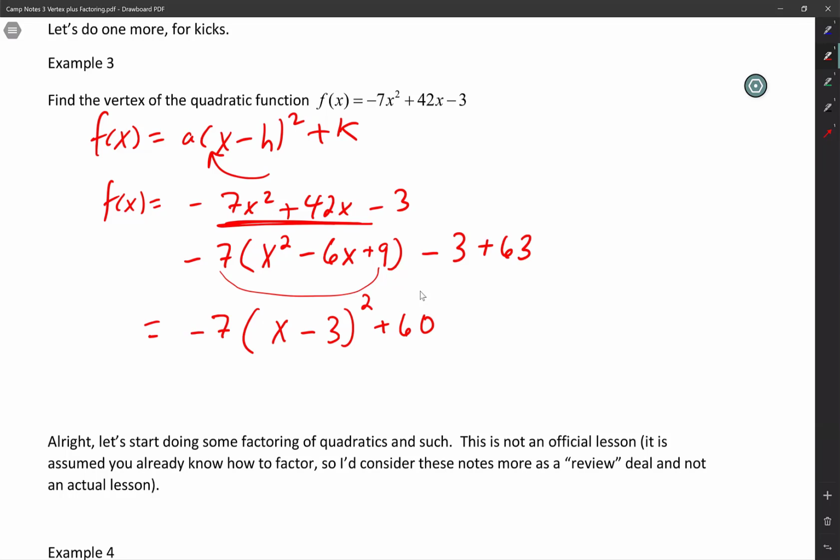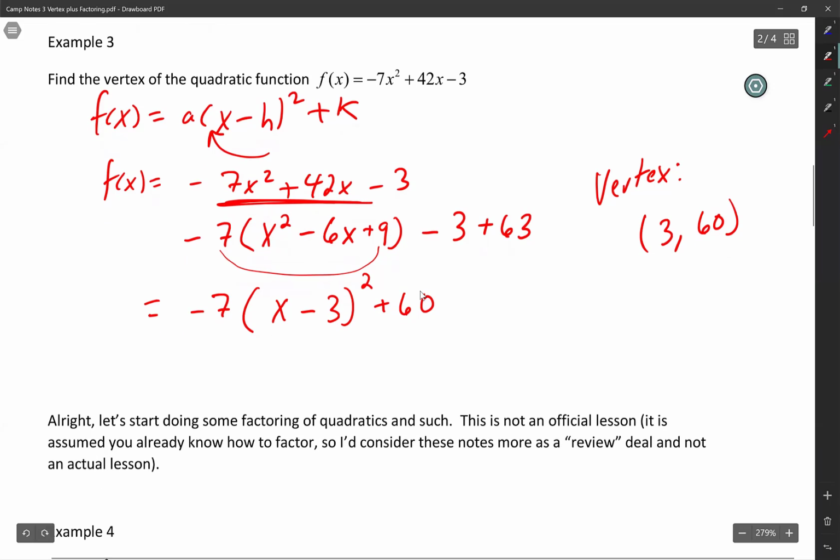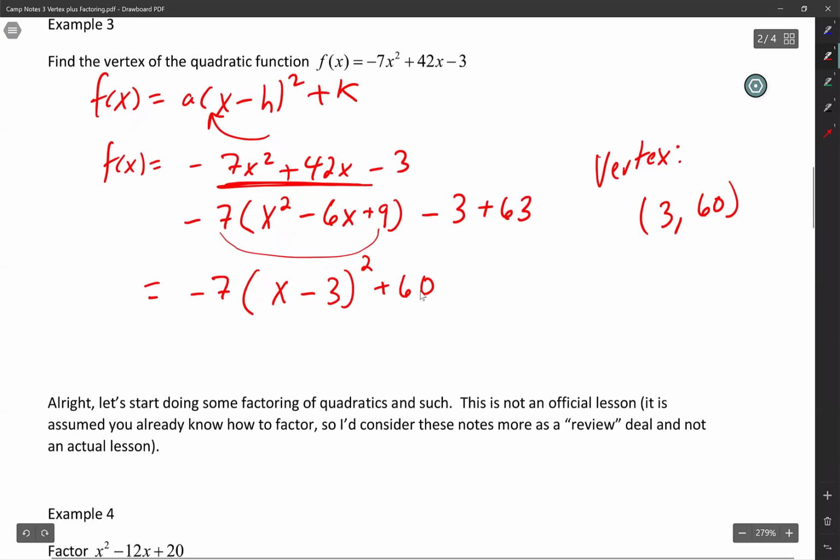And then to answer the question, the vertex is at (3, 60). If they were to ask me what's the maximum or minimum, this does not have a minimum because it goes down forever. It has a maximum at x equals 3. The y value is 60, or the maximum value is 60. And there it is. Pretty straightforward, guys.